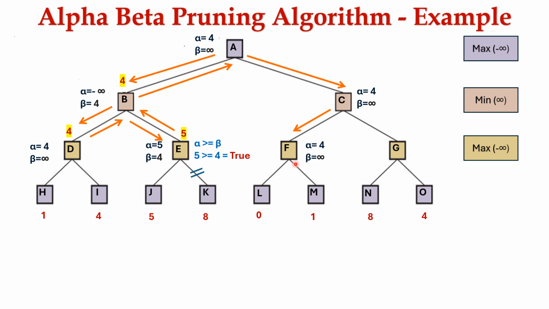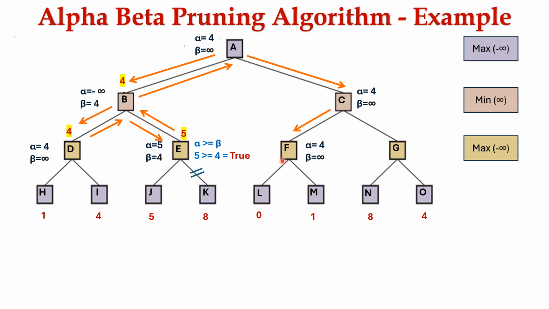And node F has two children, that is node L with value 0 and node M with value 1. Now we need to find the value of node F. As it is maximizing node, we need to apply max function here. Here, node L value, that is 0, is compared with alpha value. Since 0 is less than alpha, alpha value is not updated. Similarly, node M value 1 is compared with alpha value 4. Since 1 is less than 4, that is alpha value is not updated here.